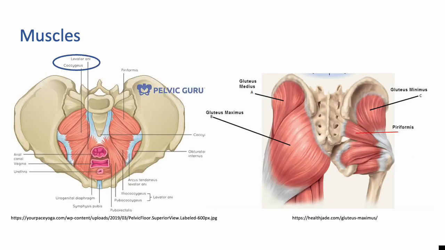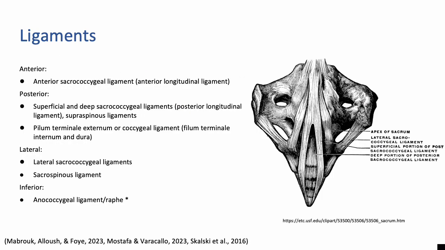So here's a closer picture of those muscles. On the left here, we have the pelvic floor muscles. You can see the levator ani and the coccygeus muscles that I circled here and how they attach to the coccyx. And on the right, we have the gluteus maximus, and we see that it attaches all the way down to the coccyx.